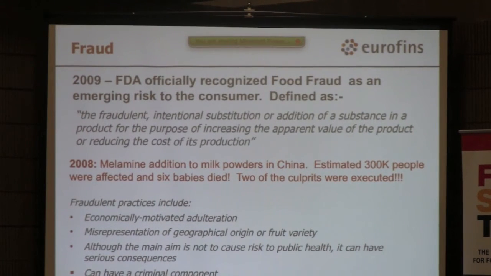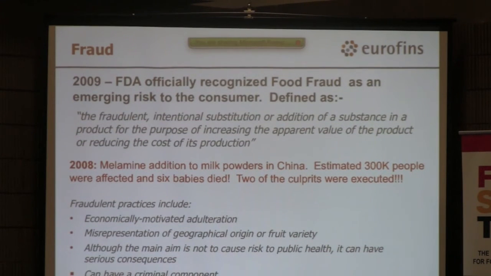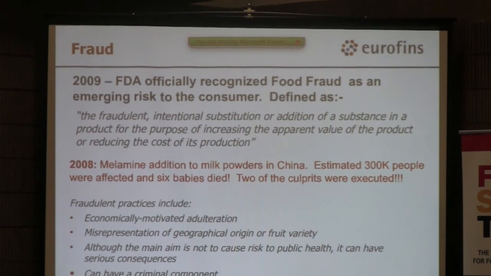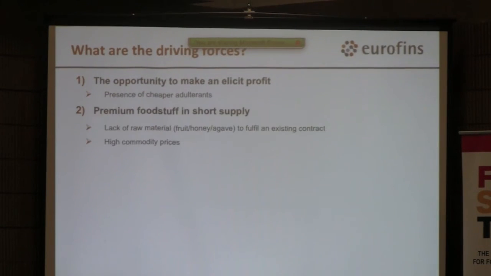Fortunately, most of the cases, it doesn't involve a risk to health. We're talking about using food-grade materials. However, there is always a risk, and obviously the melamine is a perfect example of that. And there's obviously a criminal element there. So, driving force, illicit profit. Typically, you're taking a premium foodstuff and adding a cheaper material. So that can be fruit, that can be honey, that can be agave. It's typically more of a problem when commodity prices are high.